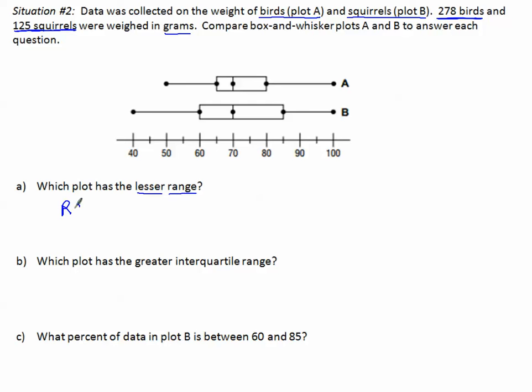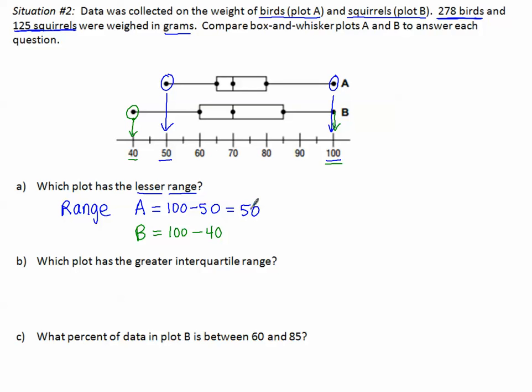So that means we need to calculate the range for each of the plots. The range for plot A. If I look at plot A, the range is the biggest minus the smallest. Well, the biggest is at 100, the maximum. The smallest, or the minimum, is at 50. So that's 100 minus 50. For plot B, the range, the maximum, same place, 100. The minimum, different number, 40. So if we compute those, this one is 50, the other one is 60.